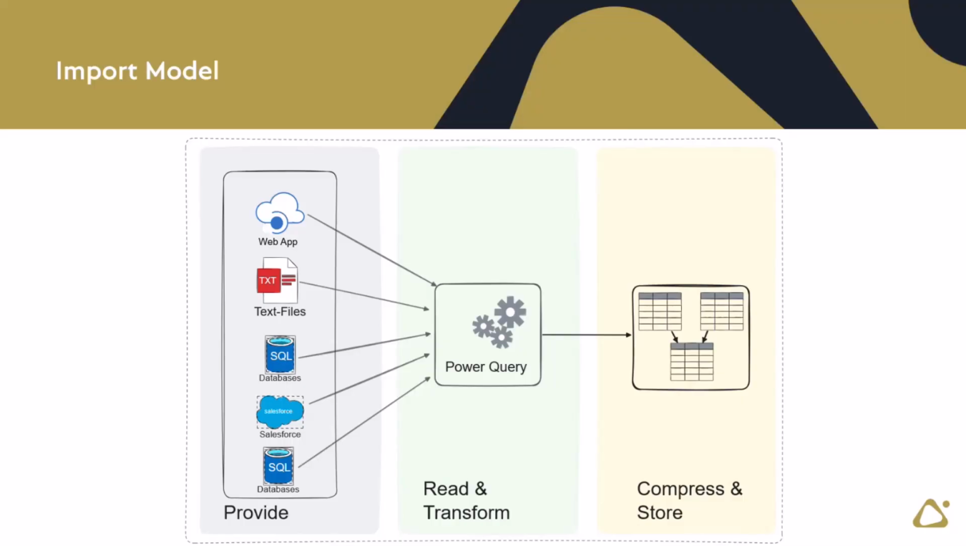After that, the data is handed over to the VertiPaq engine, which compresses the data and stores it in memory and keeps it ready for your queries. It's sitting there and waiting. In simple terms, the source provides the data, Power Query shapes it, and VertiPaq stores it.